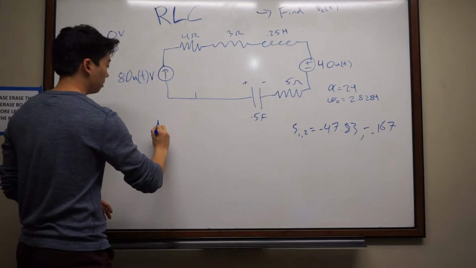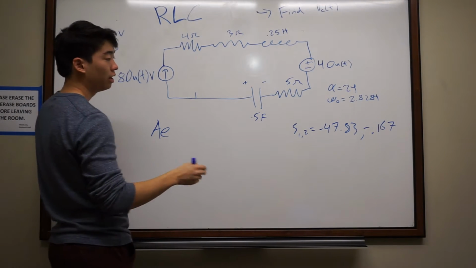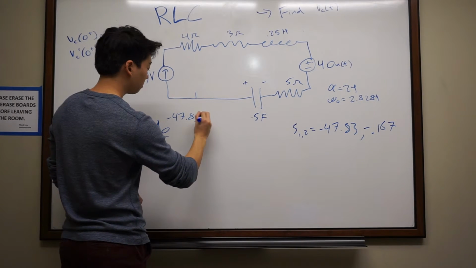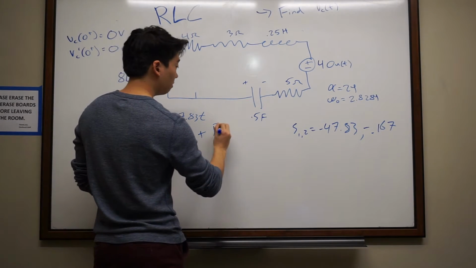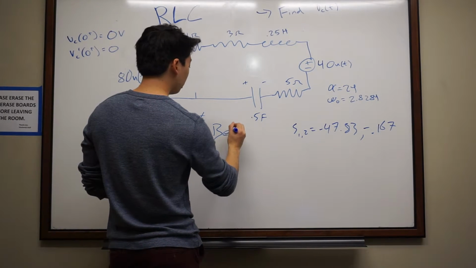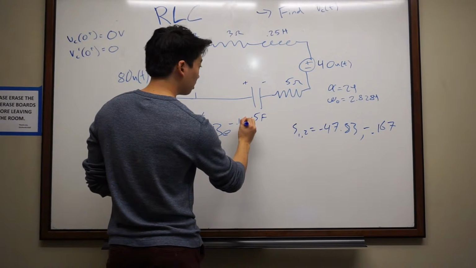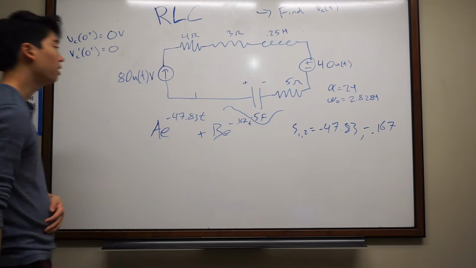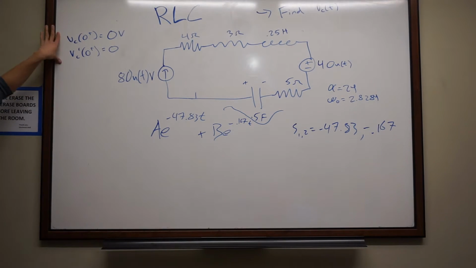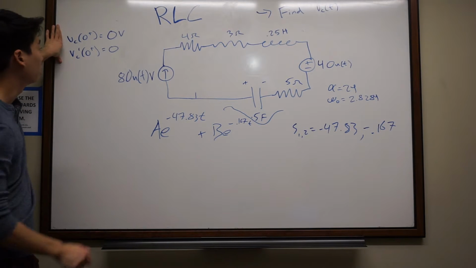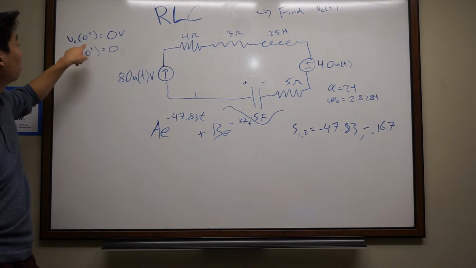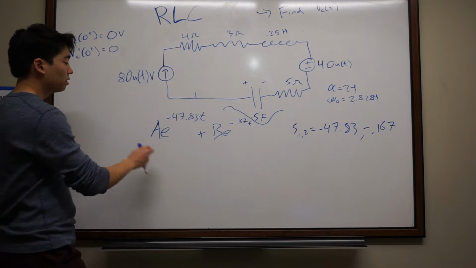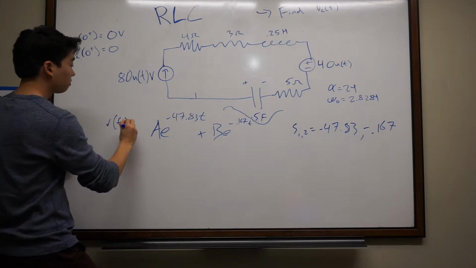Okay, so now we can start to make our differential, and because it's overdamped, we know the equation is simply A e to the negative 47.83t plus B e to the negative 0.167t. Okay, and this is when our conditions come into play, which we found earlier. These are both equal to 0. So VC 0 plus is equal to 0. So this is V of t.